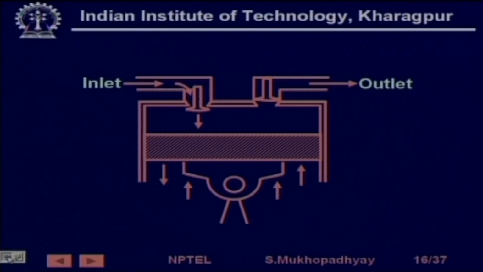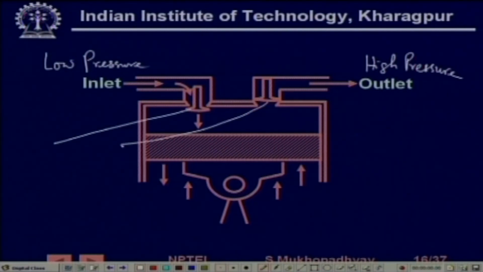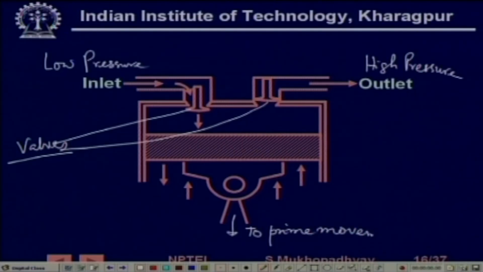So, here is a diagram. Typically, this is the low pressure inlet port, and this is the high pressure outlet port. These are the two valves which actually control the motion, and this is coupled to the prime mover. So, maybe it is a cam operated mechanism.